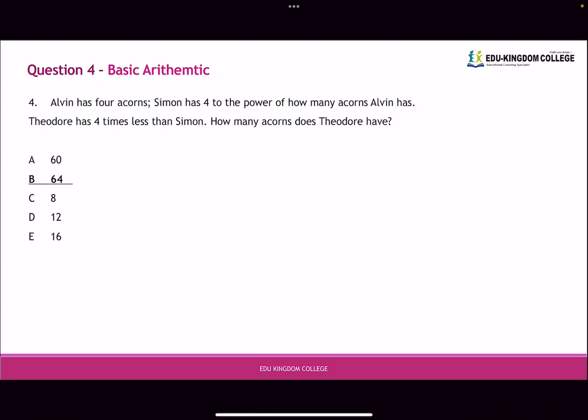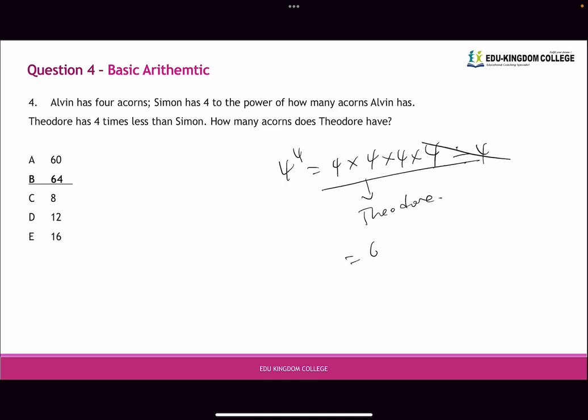Question 4. Alvin has 4 acorns. Simon has 4 to the power of how many acorns Alvin has? So it's 4 to the power of 4, or 4 times 4 times 4 times 4. Theodore is 4 times less than Simon. How many acorns does Theodore have? So it's going to be 4 times 4 times 4 times 4 divided by 4. So this is Theodore. That's just the same as 4 times 4 times 4, which is 64.